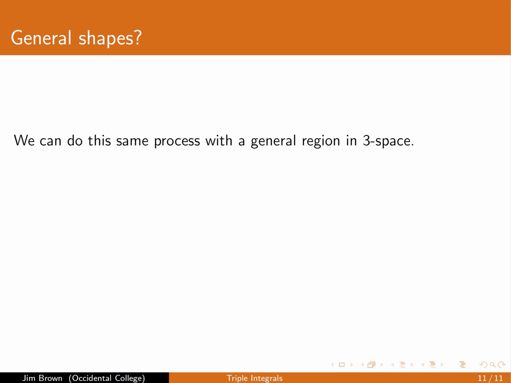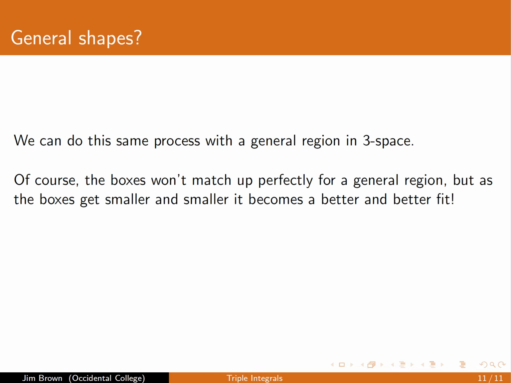And so, of course, that worked fine for a box, but just like we could do more general regions in 2 space, and just use squares, and those squares, as they got smaller and smaller, would approximate the region better and better, it's the same thing for a general region in 3 space. Our boxes won't match up perfectly for a general region, but as the boxes get smaller and smaller, it becomes a better and better fit.